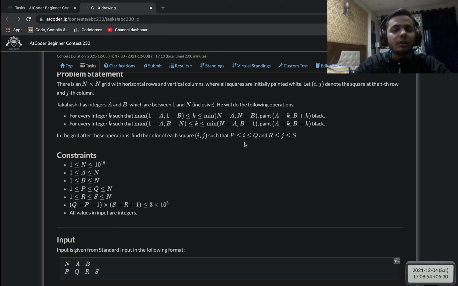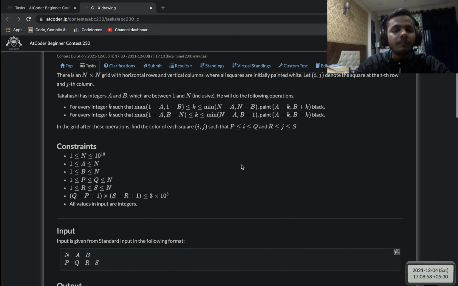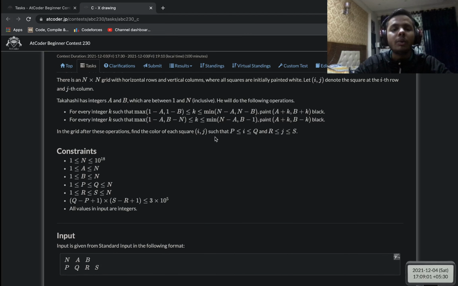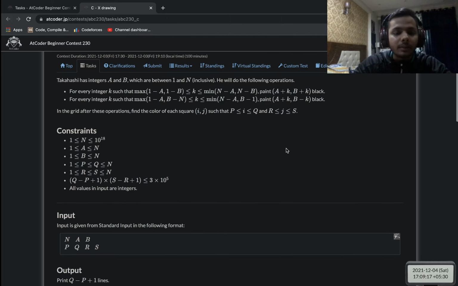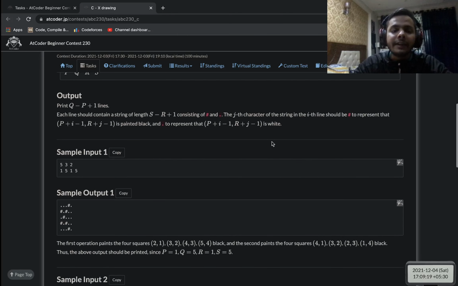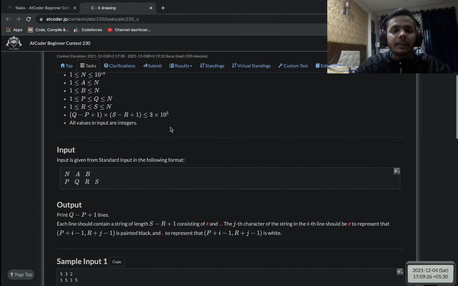And finally, you have also been provided with 4 integers p, q, r, s. What you have to do is output the color of each square i comma j, such that i lies from p to q and j lies from r to s. So essentially you need to print the colors of all the cells in the columns from r to s and in the rows from p to q. And yeah, that's the problem. Initially all the cells are painted white, and white is denoted by a dot, and black is denoted by a hash. So yeah, that's what you have to do.